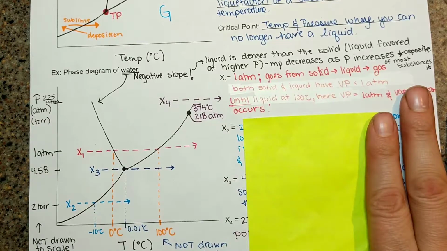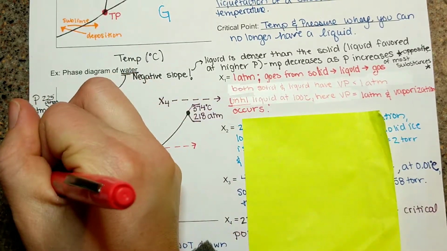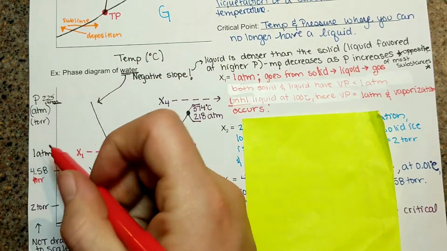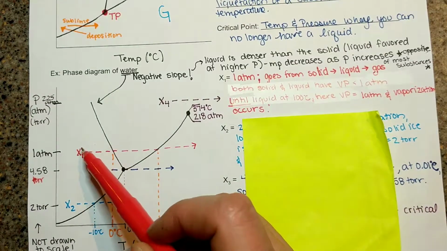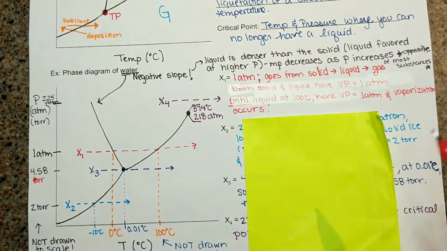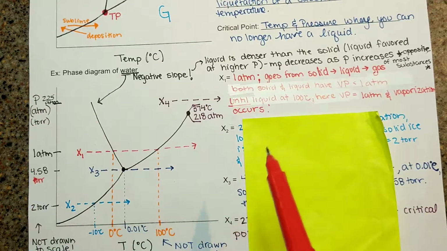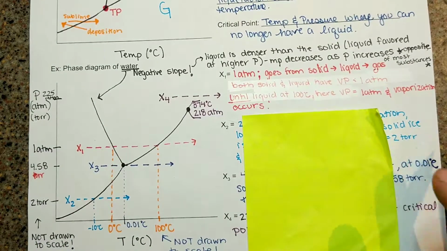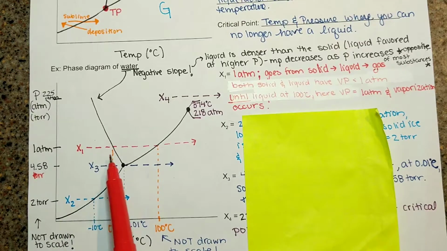We'll notice that on my chart here, it's definitely not drawn to scale. And I have some different pressures along here. I have things in torr. This is 4.58 torr as well, atmospheres, and 225 atmospheres. We have four different lines here. We have X1, X2, X3, and X4, and these are different experiments. We're going to talk about what happens. So notice that all of these we have steady pressures, and we're going to increase the temperature at these. So my first one, X equals 1, I'm at 1 atmosphere, which we know is our normal atmospheric pressure. I'm going to slowly increase my temperature.